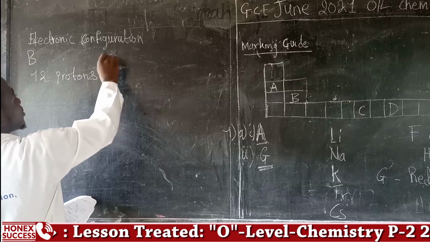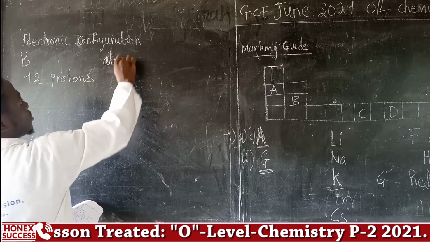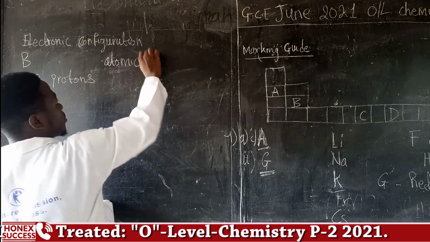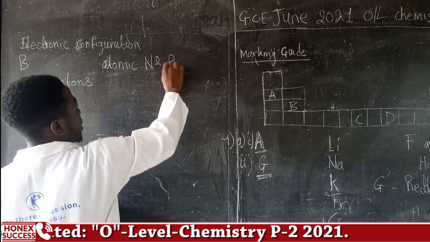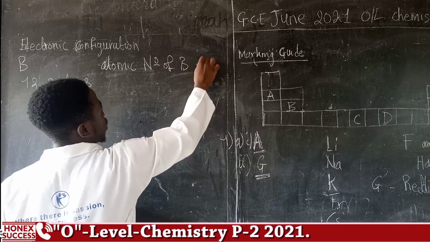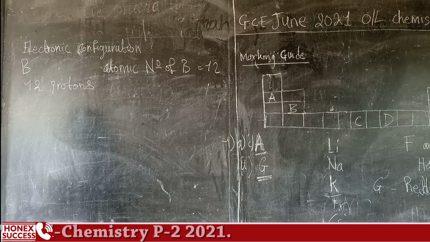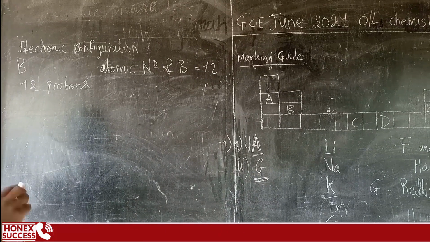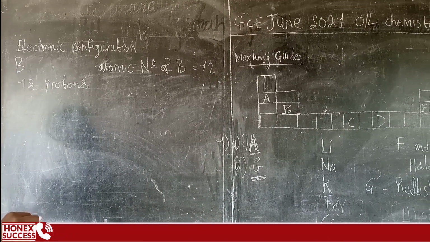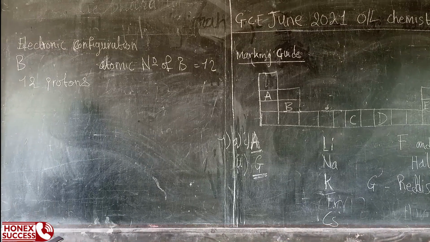The atomic number of B is 12. And if we look at from the notes we were given, the atomic number is the number of protons in the nucleus of an atom.